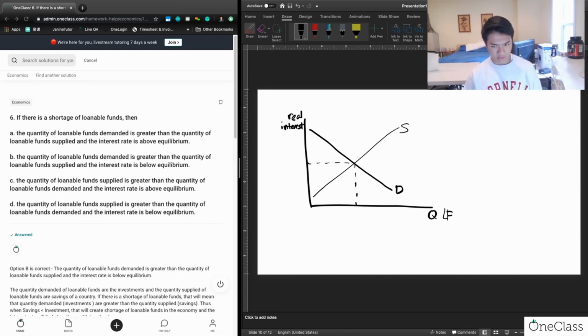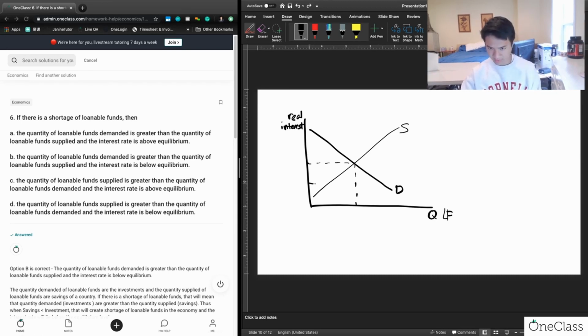So the first thing we have to note is the question gives us a scenario of a shortage of loanable funds, where we have to understand what that means. So for there to be a shortage, it means there are too many people who want loans and not enough people to provide the loans. And therefore, we're going to see a real interest rate less than the equilibrium interest rate, where there's some sort of gap right here, right?